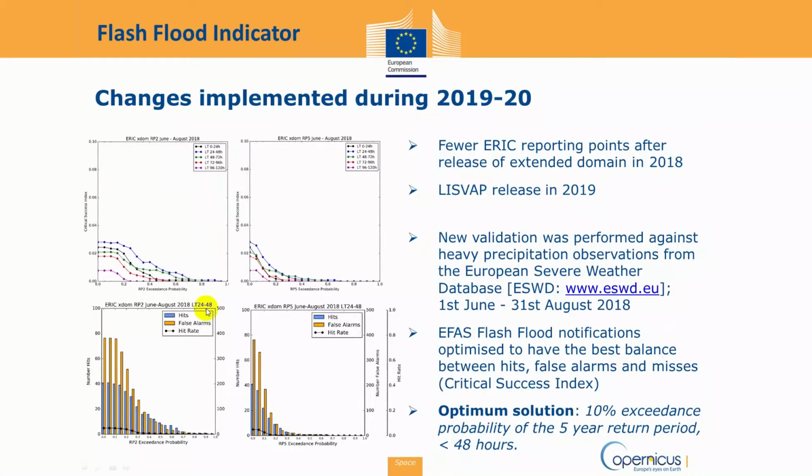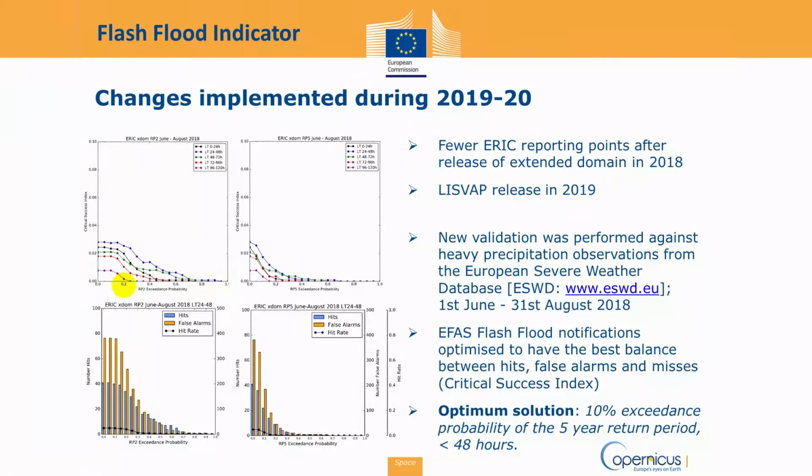So along the bottom of the graphs we have exceedance probability from 0 to 1. For example, an exceedance probability of 0.2 means a 20% exceedance of that return period. The CSI values are very low because there were a large number of misses when this analysis was done.